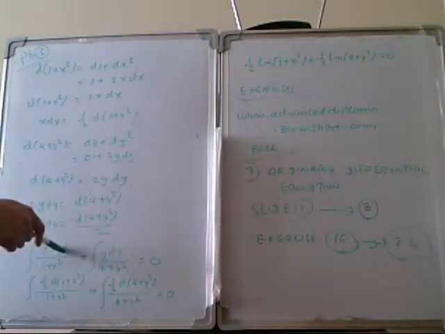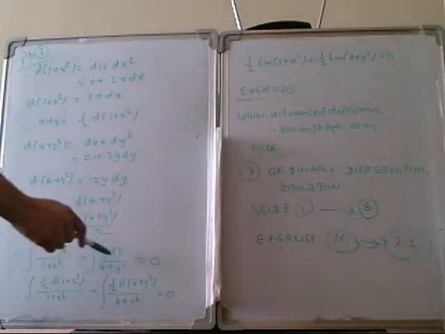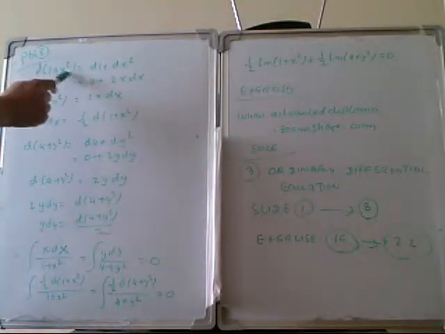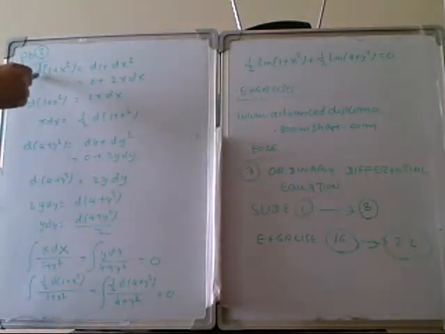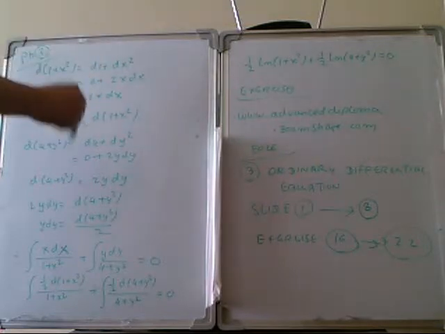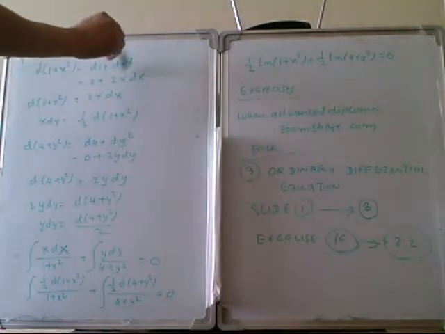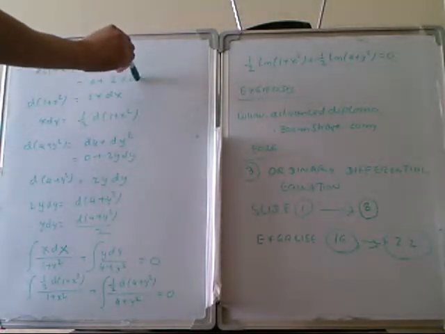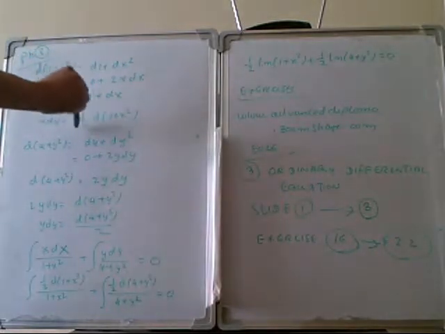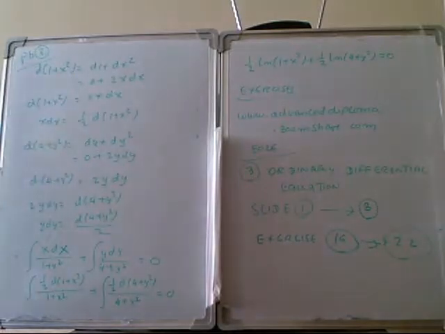So this x dx must be d of (1 + x²), and this y dy must be d of (4 + y²). Firstly we find d(1 + x²). So d(1 + x²) is equal to d(1) + d(x²). The derivative of 1 is constant, so 0. The derivative of x² is 2x dx. So d(1 + x²) equals 2x dx, so x dx is equal to half into d(1 + x²).